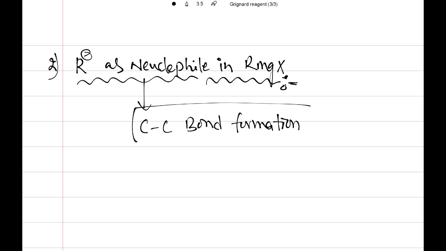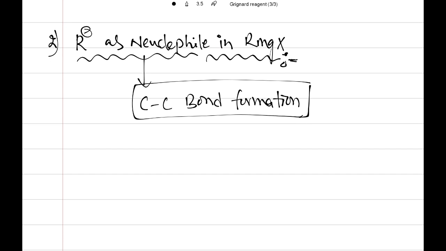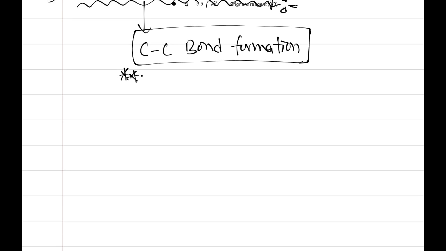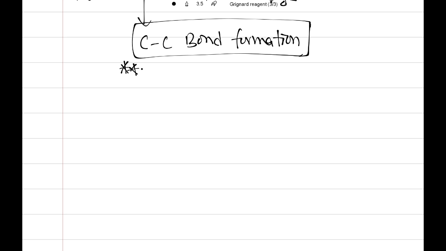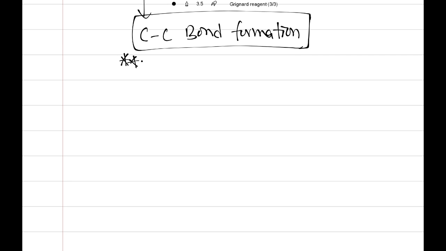Okay, so if you use the Grignard reagent as a nucleophile, what is the result here? C-C bond formation takes place. It is very, very important. Okay, right. Here I want to take some examples regarding this one. First I will give some reactions, after that I will go with the applications.